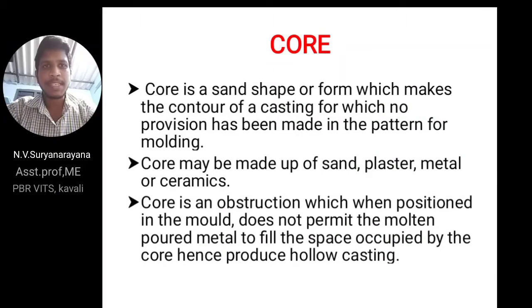Core is an obstruction. When positioned in the mold, after setting into the mold, it does not permit the molten metal to fill the space occupied by the core, hence producing hollow casting. If the metal is not entering, then hollow casting is produced.